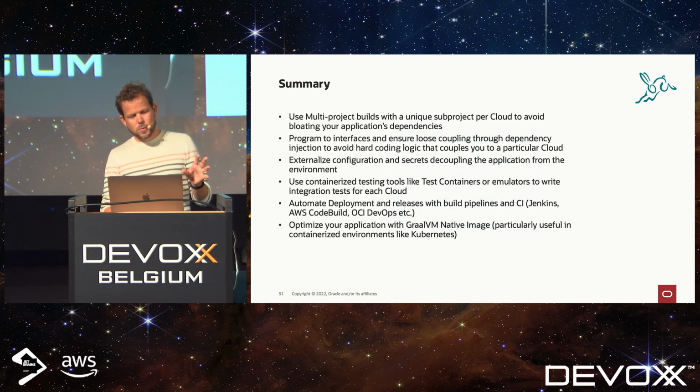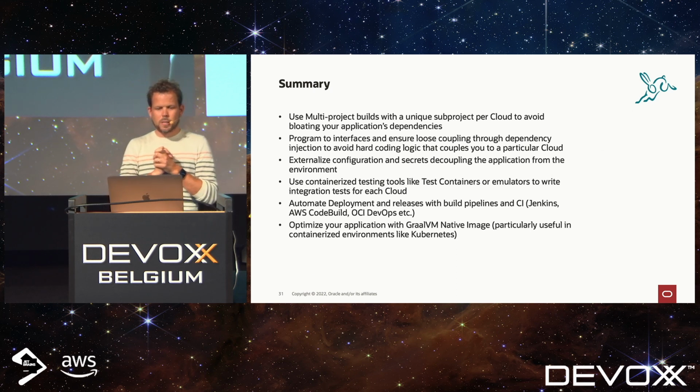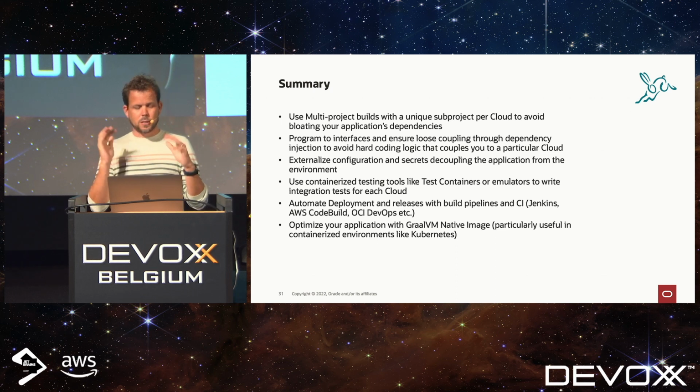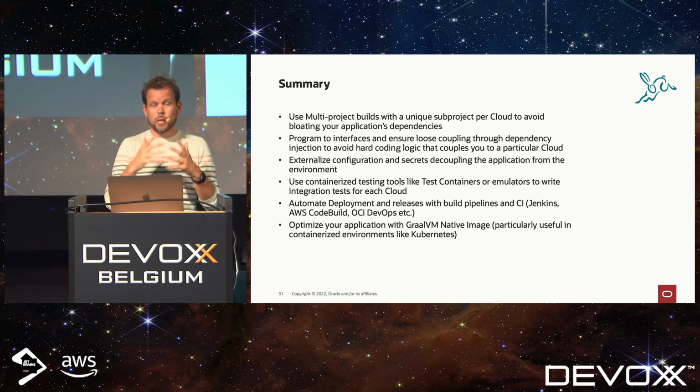So some tips in summary: use multi-project builds with a new sub-project per cloud to avoid bloating your application dependencies. Program to interfaces and ensure loose coupling through dependency injection to avoid hard-coding logic that couples you to a particular cloud. Externalize your configuration and secrets, decoupling your application from the environment. Never hard-code passwords and everything into your configuration. Make sure you use secrets lookup.